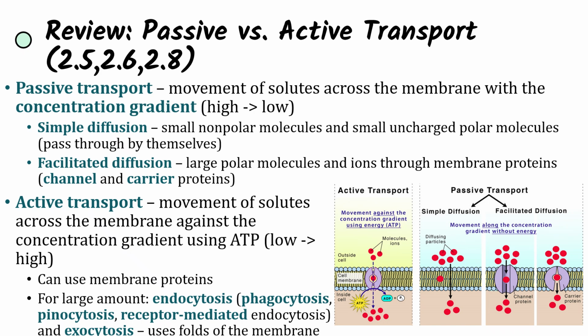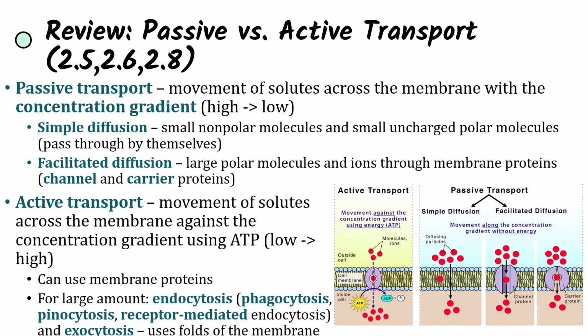So a channel protein just allows the substance to pass through. It's like a tunnel, and it's generally used for ions, while carrier proteins take the specific molecule and deposit it in or out of the cell. And all passive transport doesn't require an additional input of cellular energy in the form of ATP because everything is moving with the concentration gradient.